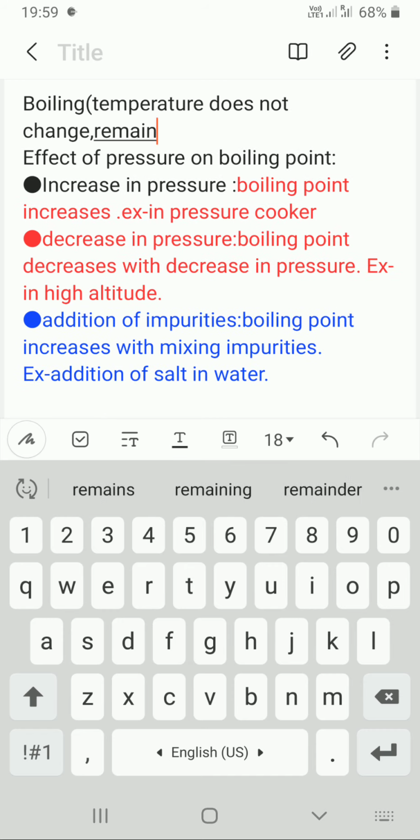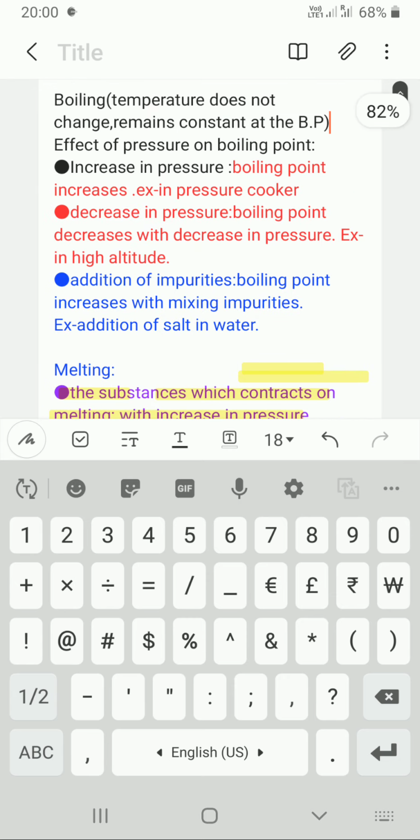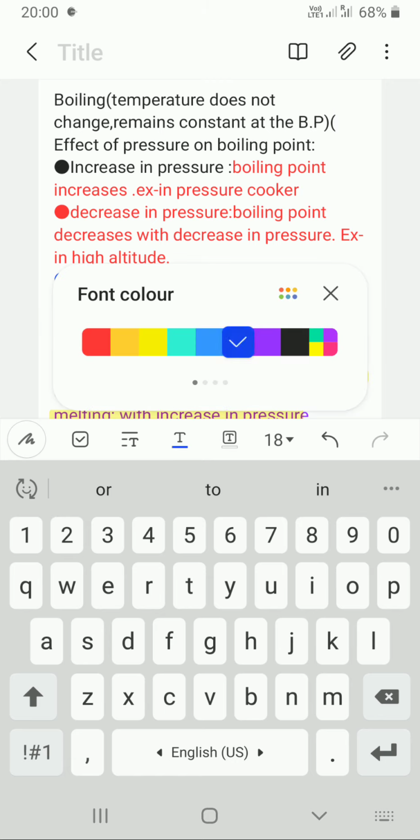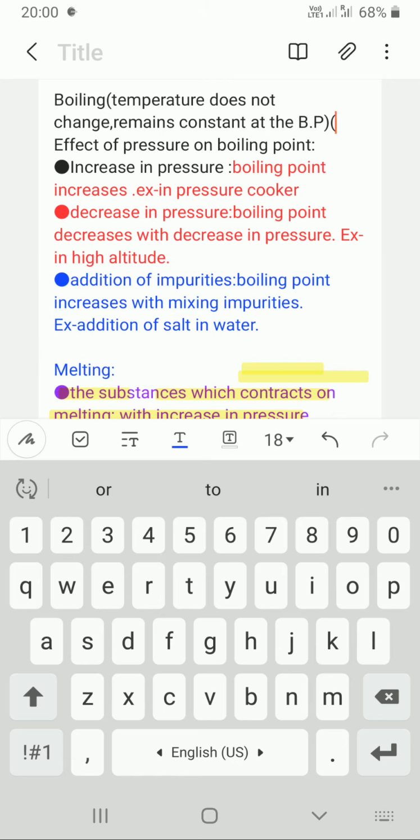Here I will write specific latent heat of vaporization. What is that? The amount of heat energy that will be supplied to change the state from its liquid state to gaseous state. That is called specific latent heat of vaporization.